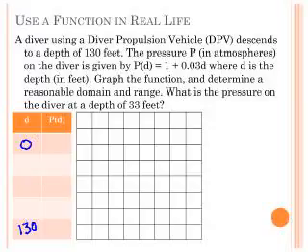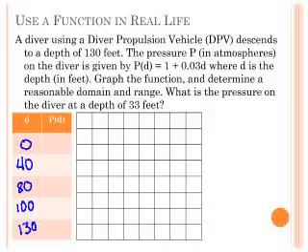Then we need to pick some values in between, and I like to spread them out a little bit, so I'm going to choose 40, 80, and then 100. And as I said before, since the deepest that he goes is going to be 130, I'm going to make that my last one so I can see where my graph is going to stop.